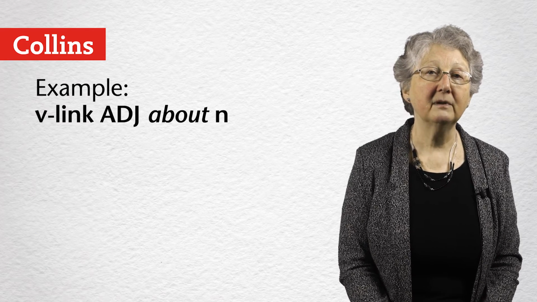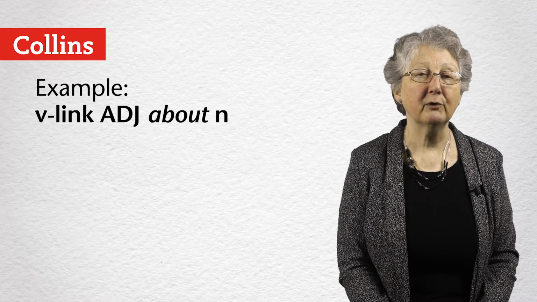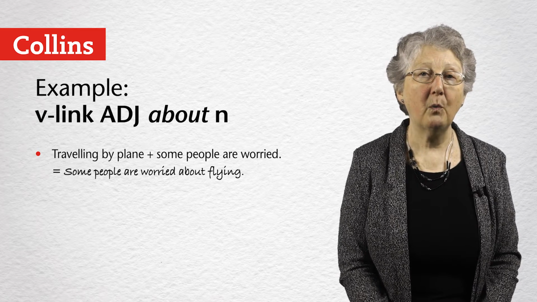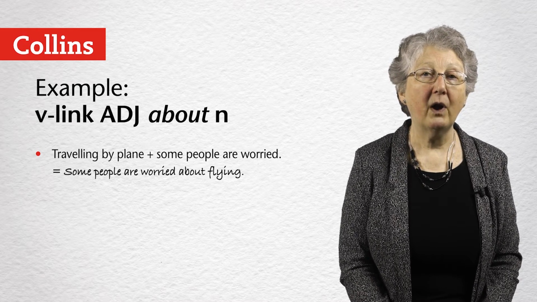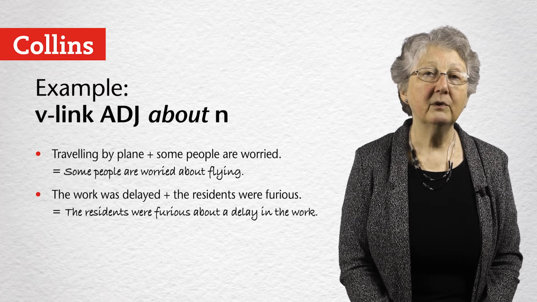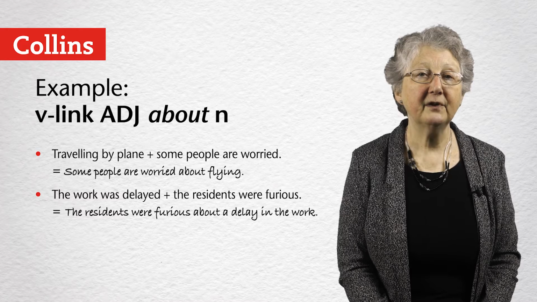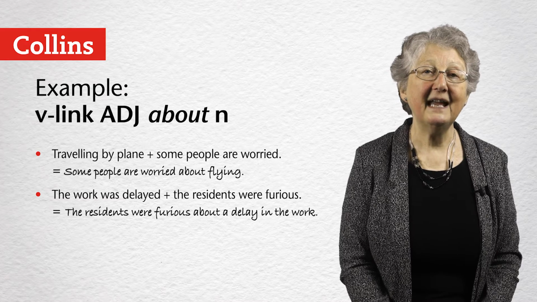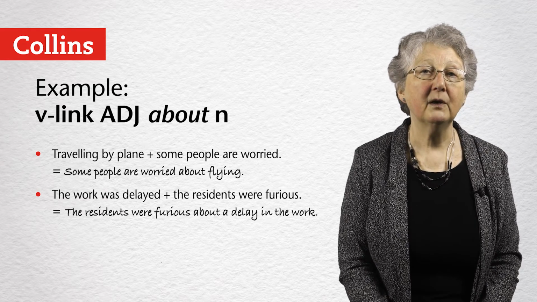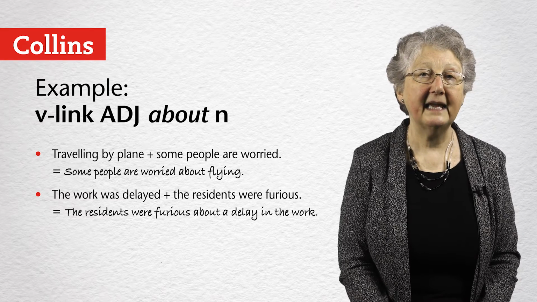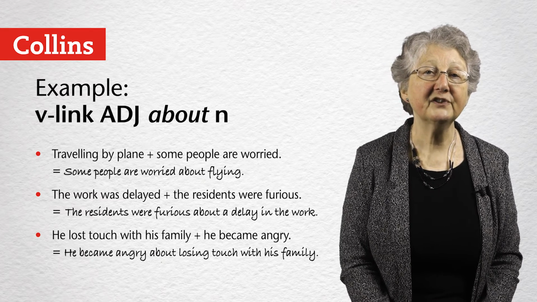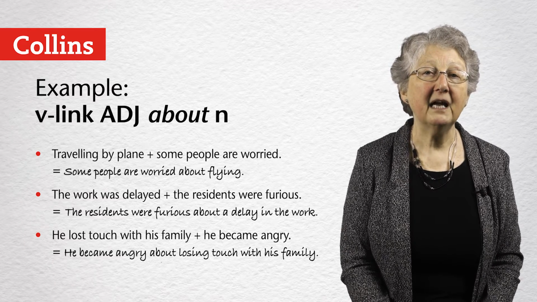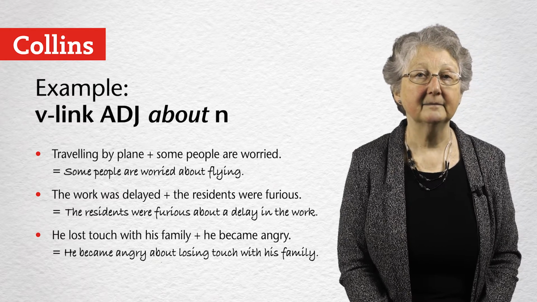The next set of examples uses adjectives about different emotions. The first one is travelling by plane, and some people are worried. Some people are worried about flying. The work was delayed, and the residents were furious. The residents were furious about a delay in the work. Here again, the learner has had to change the verb, was delayed, into a noun, a delay in the work. And he lost touch with his family and he became angry. He became angry about losing touch with his family.